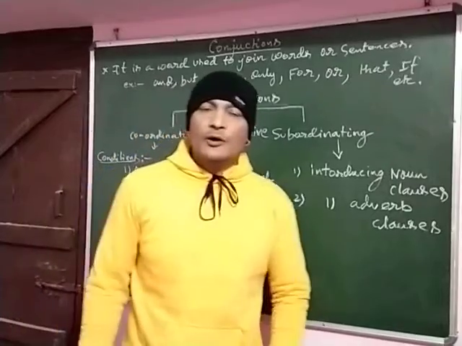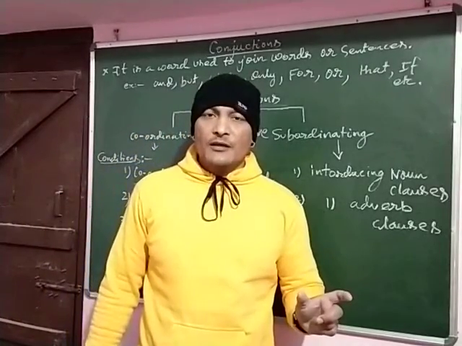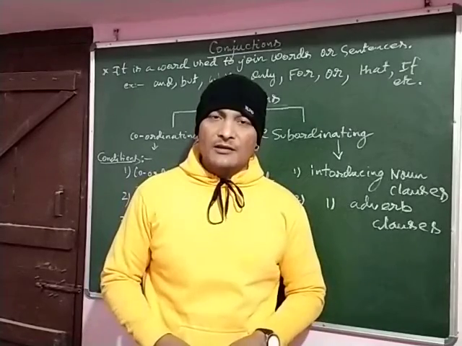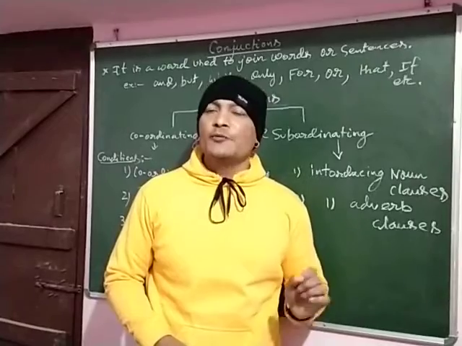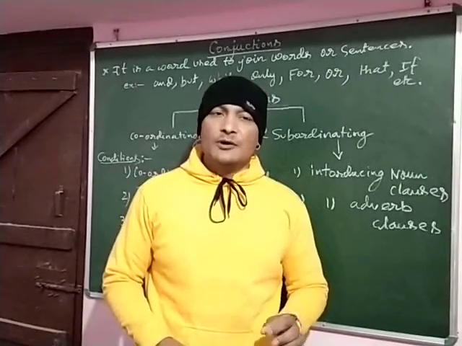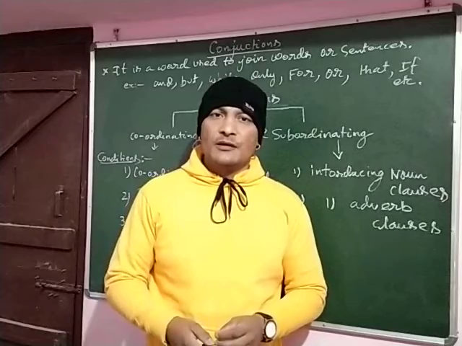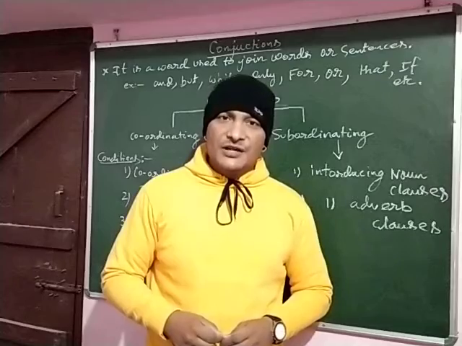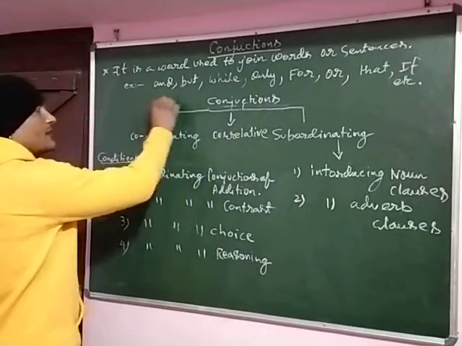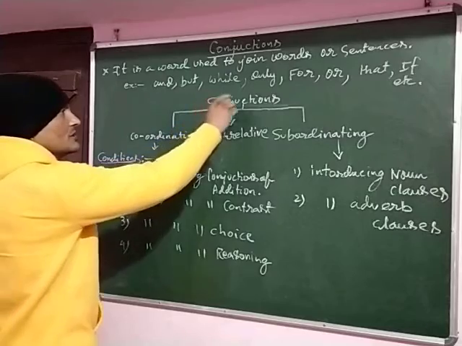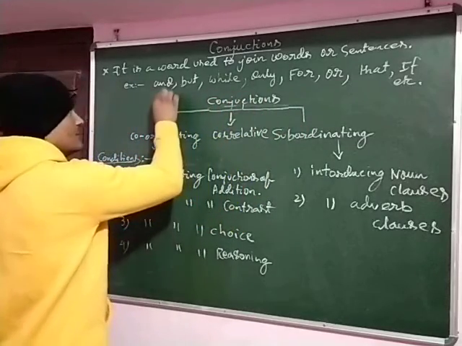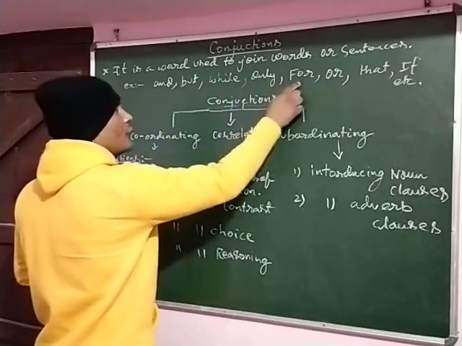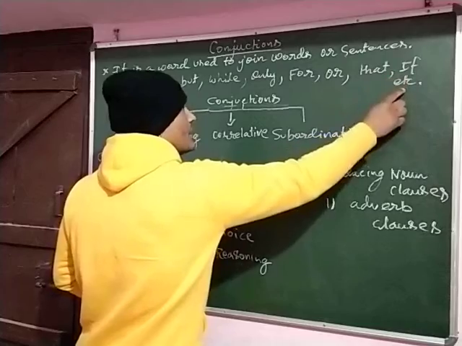It means that the words we use to join two words and to join sentences, such words that we use to join words as well as sometimes two different sentences, are what we call conjunctions. There are several types of such words that are used in different sentences. They are and, but, while, only, for, or, that, if, etc.